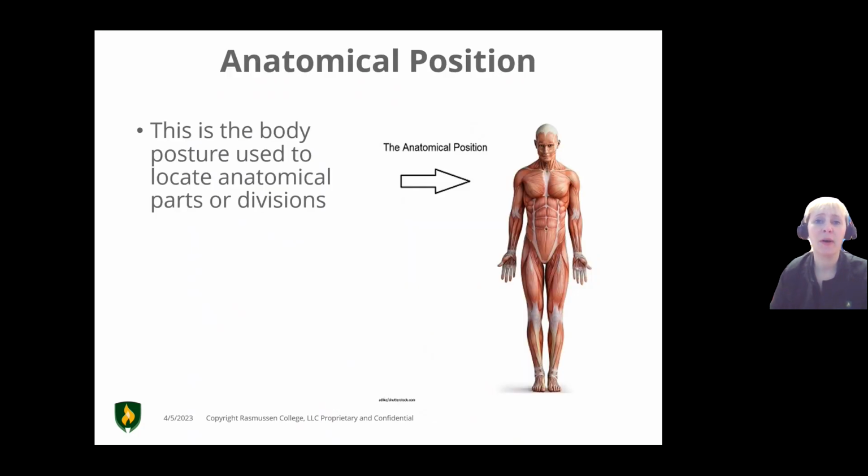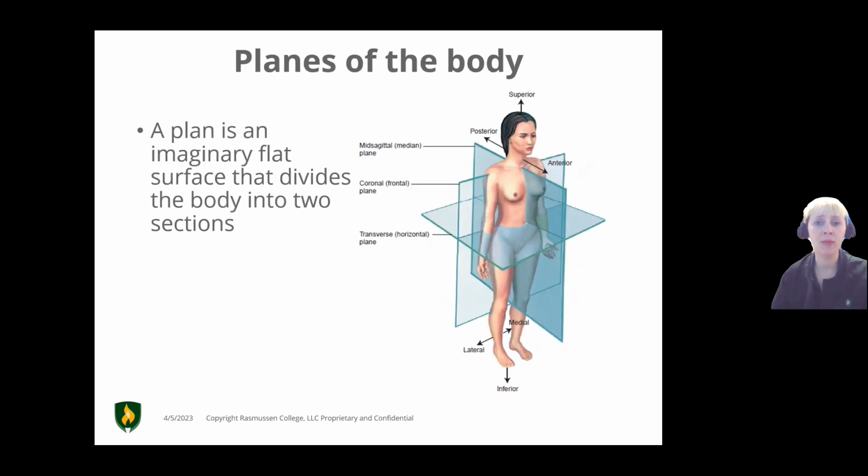Now, one thing that we do want to talk about is the anatomical position. So this is a body structure or body posture used to locate all parts of the body or divisions of the body. For the anatomical position, it is standing erect or upright, face forward, arms at your side, palms forward. That is what we call our anatomical position. Now, with the anatomical position, it does help us to define the planes of our body. The most common planes of your body are your mid-sagittal, your coronal, and your transverse.